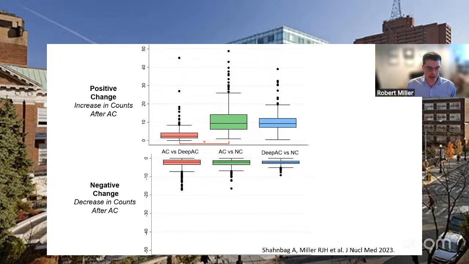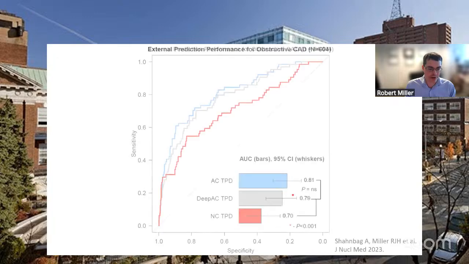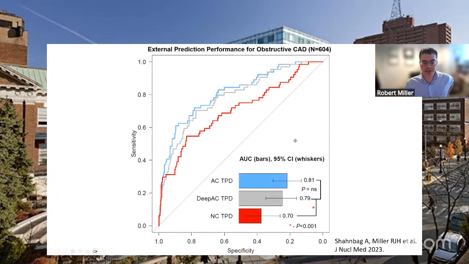This is looking at that quantitative difference between images. What this shows is that the AC and deep AC images were more similar than AC compared to NC images, or deep AC compared to NC images. And then really important is always, how well does it predict coronary disease? Here you can see that deep AC was just as accurate for predicting obstructive coronary disease as actual AC, and both of these beat out non-attenuation corrected TPD.